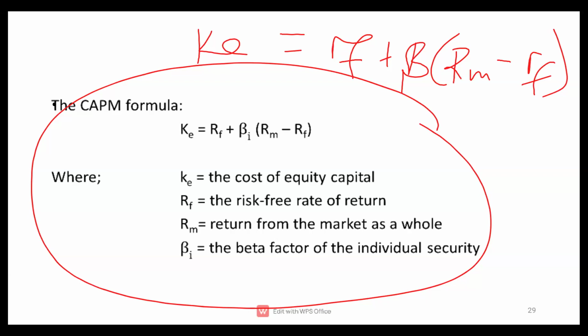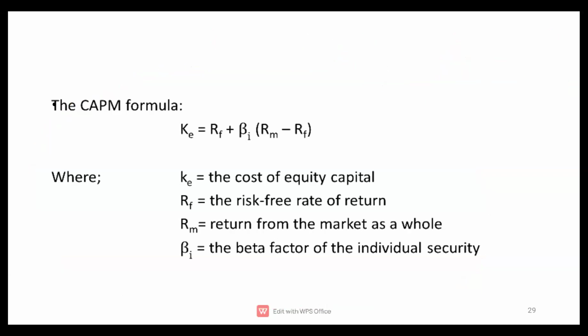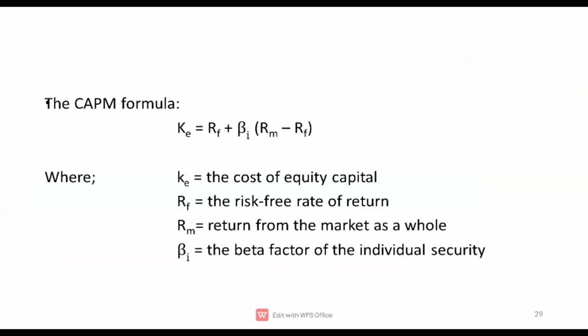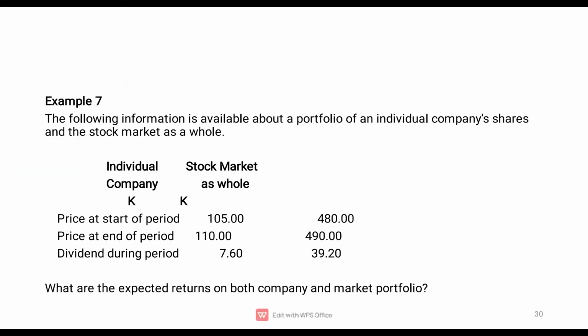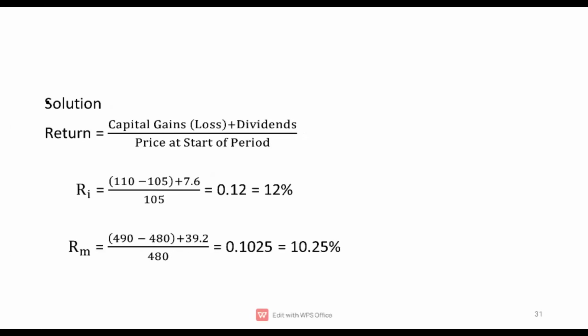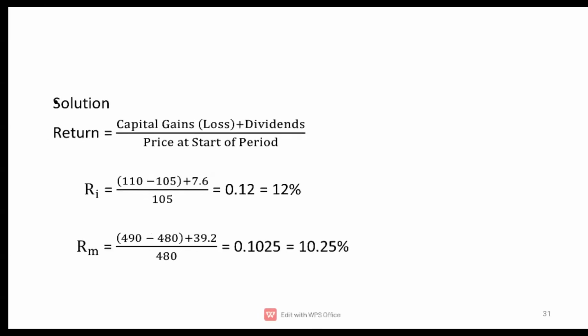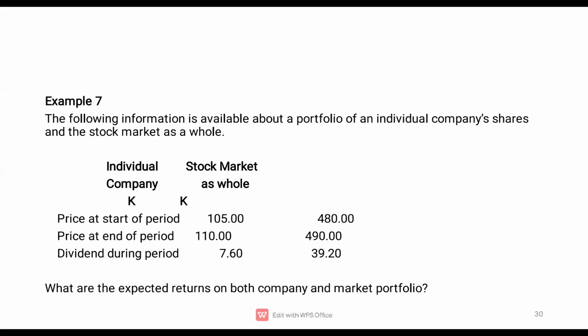And beta, basically, is the measure of risk that is available in that particular investment. So using this formula, you can manage to do this simple question. Our question is saying, the following information is available on the portfolio of an individual company's shares. The price at the start of the period is that, and the price at the end of the period.